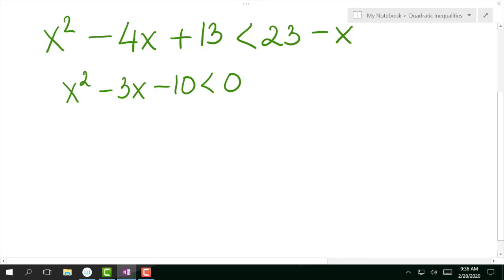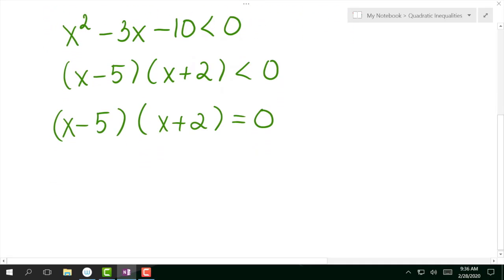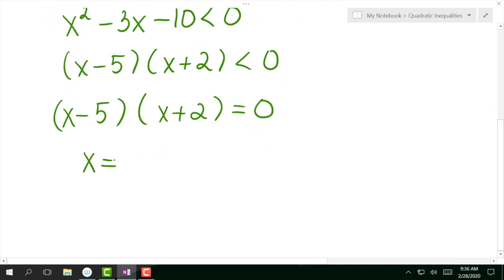The second step is, just like with equations, we factor the left-hand side. Here I have (x minus 5)(x plus 2) less than 0. The third step is to solve the corresponding equation (x minus 5)(x plus 2) equals 0, to get 2 roots: x equals 5 and x equals negative 2.